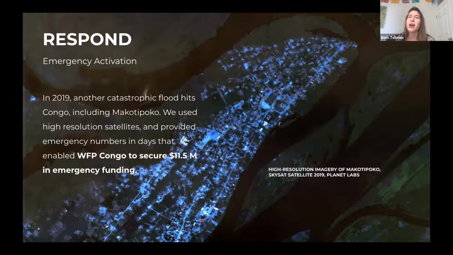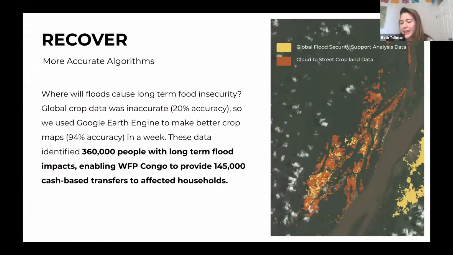We also supported the World Food Program in their emergency response so that they could get the information in, request the amount of aid that they needed, and direct it to the places that needed it the most across the country. But what we found was that in the long-term recovery process in Congo, what they really wanted to know was not just where floods are happening now, but how they might affect food security over the next 6 months, so that they can provide cash-based transfers to support food insecure places in the country.